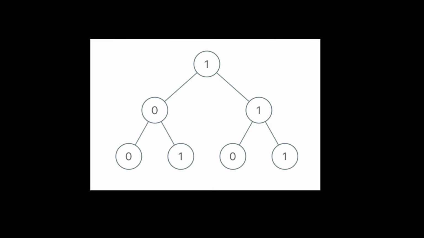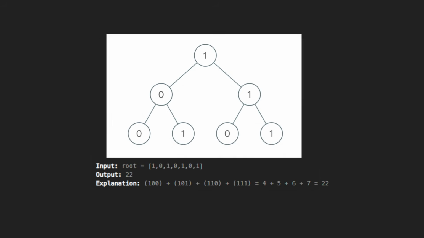So overall, we have 4 binary numbers. 100, 101, 110, 111. Now convert them. 100 is 4, 101 is 5, 110 is 6, 111 is 7. Add them. 4 plus 5 plus 6 plus 7 equals 22. So that's what we need to compute.